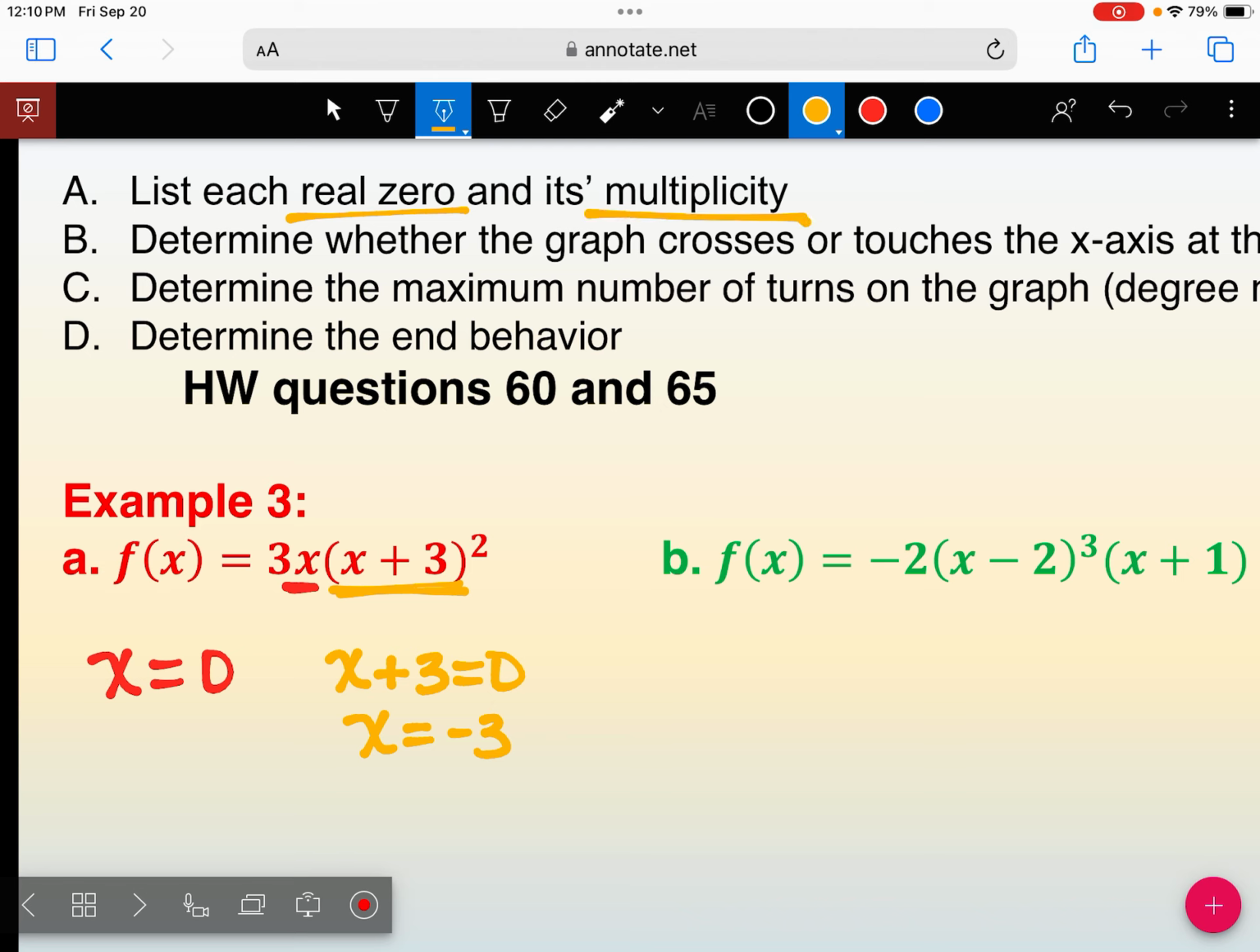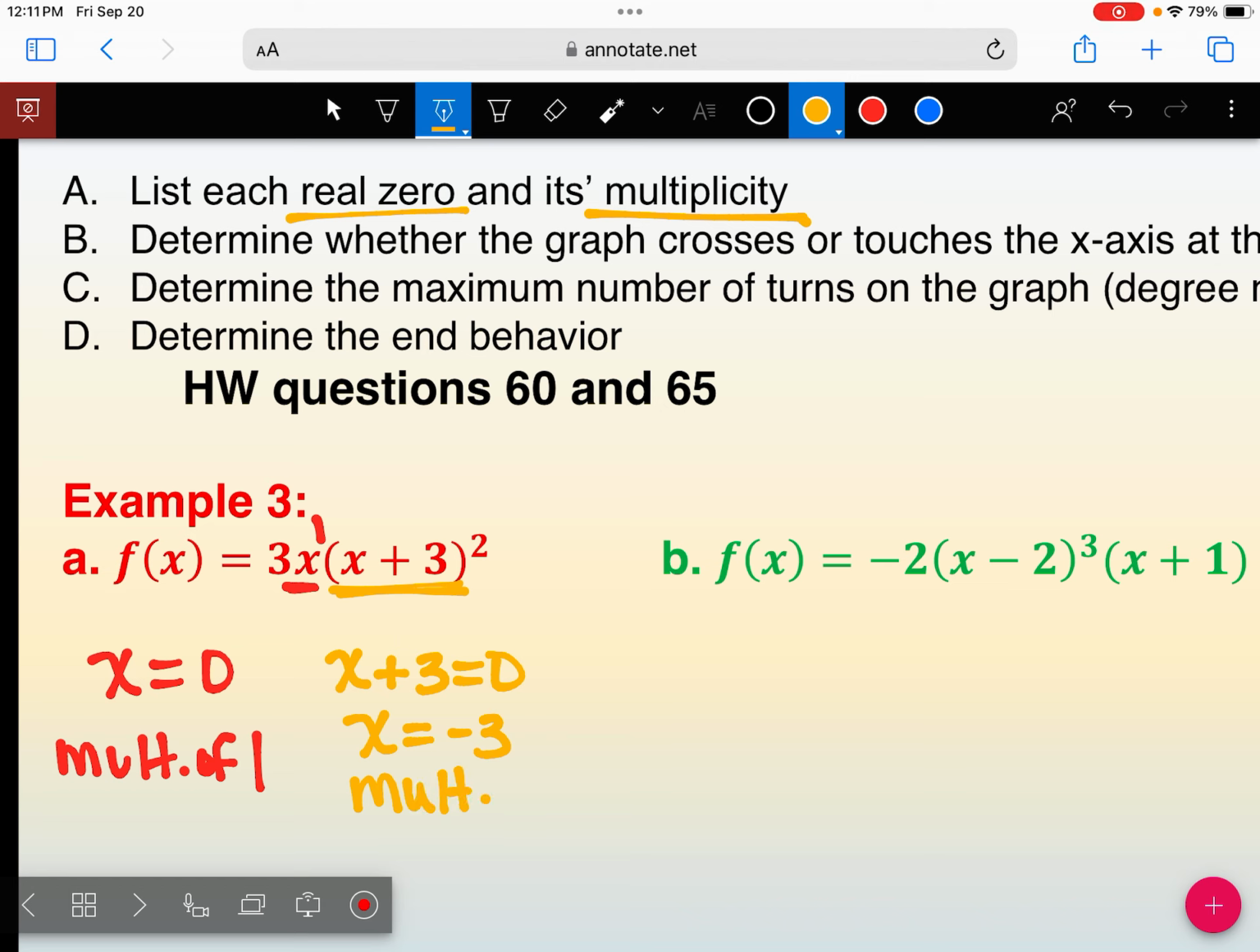So for part A, it's asking us to list each zero and the multiplicity. For this first one, what is the exponent on x? It's invisible, 1. So that means it has a multiplicity of 1, and we'll talk about what that means in a second. And for the second factor, my exponent is 2. So my multiplicity is 2.